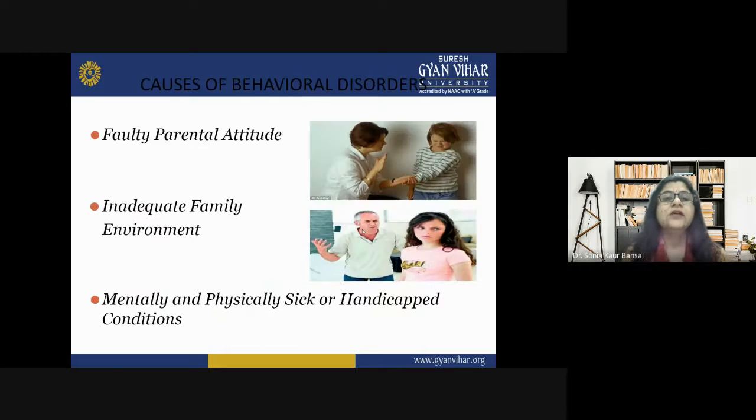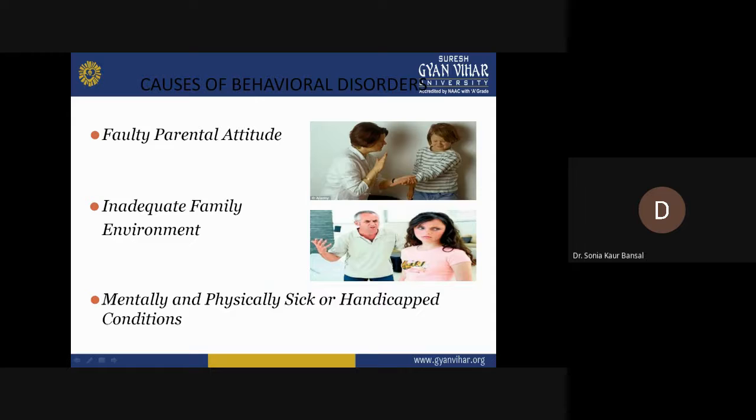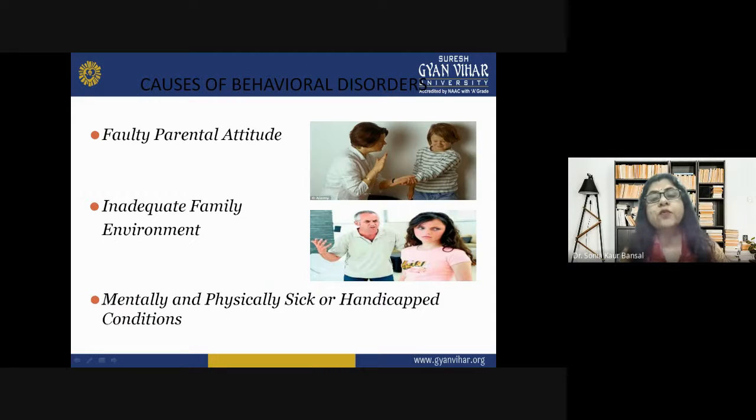All right, students, so let's understand the causes of behavioral disorders. Why do children behave in a certain unorganized way, or why do they feel so insecure? We have to understand that learners learn when they find the proper environment. But if the environment is failing to give them what they require, this results in behavioral problems or disorders.